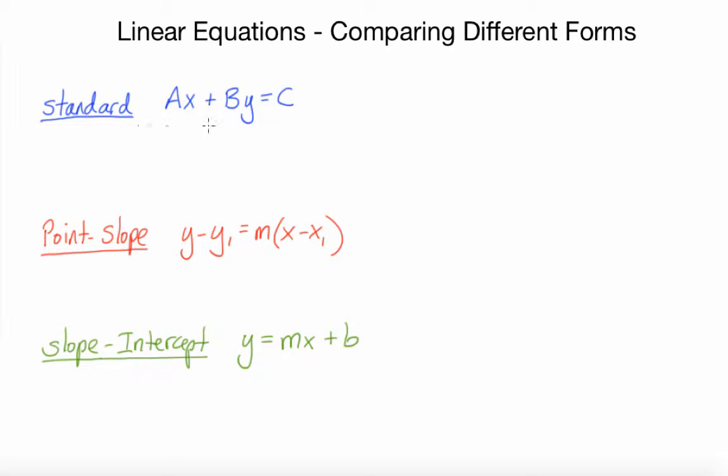We have standard form, which is ax plus by equals c. So again, a, b, and c are my coefficients, and they're all whole numbers. A has to be positive, but it's standard form.